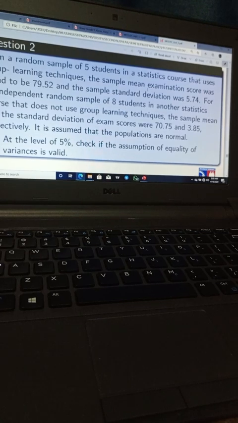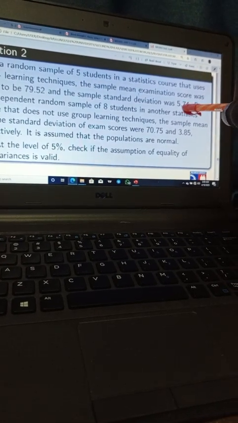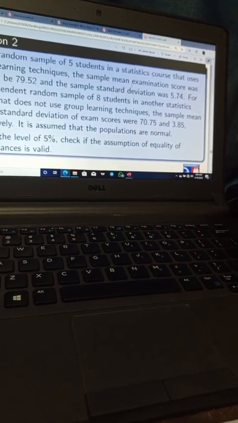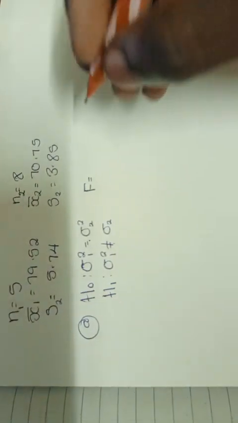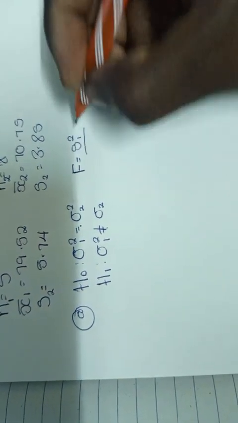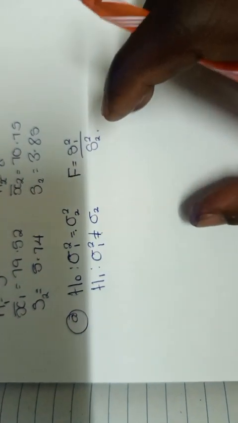Remember, since you are checking the assumption of equality of variances, and this is simply a two population equality of variances, we are using the F test. For you to use the F test, you need to check if the standard deviation 1 is greater than the standard deviation 2, and basically the formula will be sigma squared 1 over sigma squared 2. So this is the formula that we'll use for our studies.